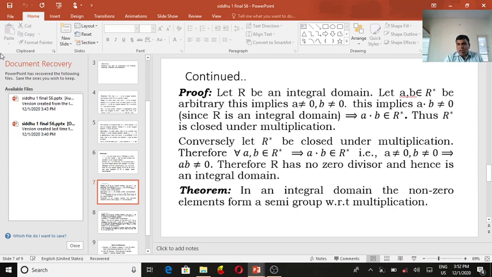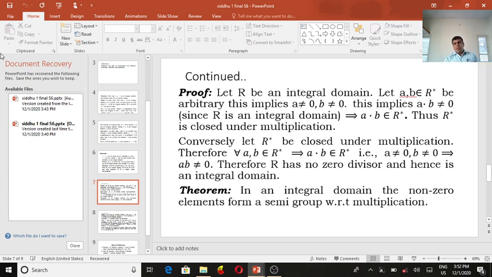So let R be an integral domain. Let A, B belong to R star. R star means A not equal to 0, B not equal to 0. This implies AB not equal to 0, since R is an integral domain. This implies A into B belongs to R star. Thus, R star is closed under multiplication.